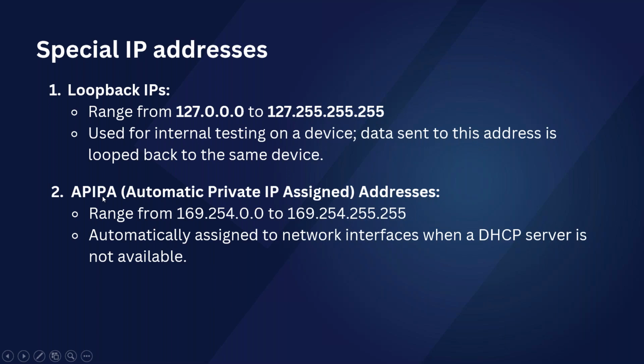Moving forward, we have something called APIPA. It stands for Automatic Private IP Addressing. Now this ranges from 169.254.0.0 to 169.254.255.255. So any IP starting with the first two octets 169.254 stands for the APIPA IP. Now this is a very special case IP, which is assigned to your system when it is unable to retrieve an IP in both the methods.